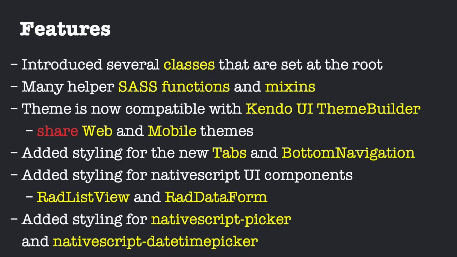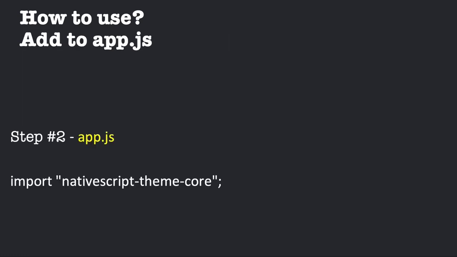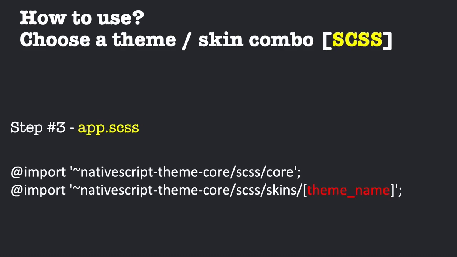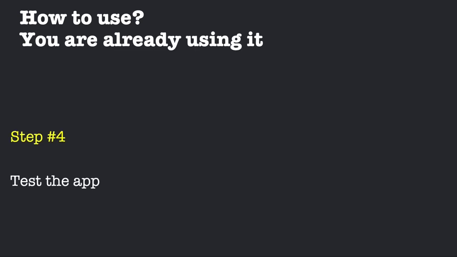So how to use it? Well, first you have to install nativescript-theme-core@next, because that's where we enabled Theme 2.0. Then in your app.js, you just add this one line, import nativescript-theme-core, and that's enough for it to do its magic. Then, depending on whether you use Sass or CSS, you just have to import the theme core, and then possibly, if you want to choose one of the skins, it's very similar for CSS as well. The final step is just to go and test the app.